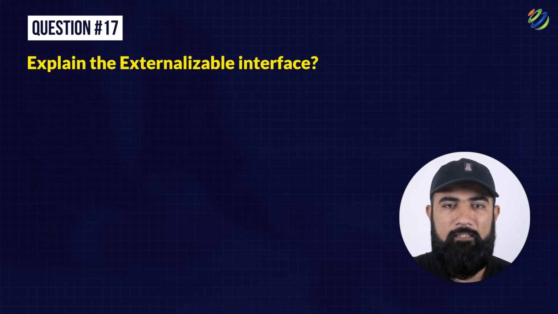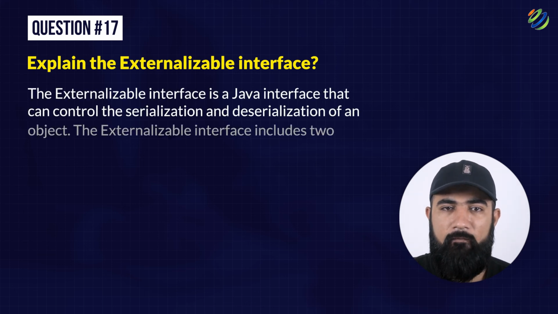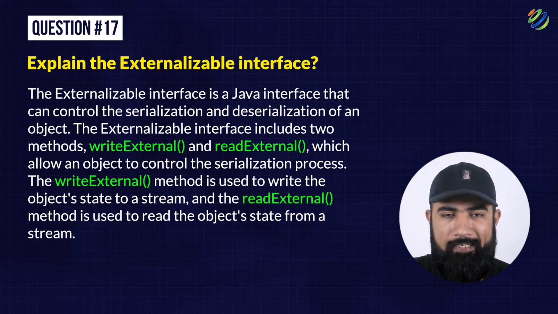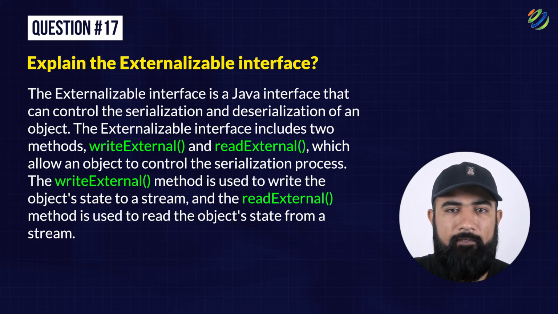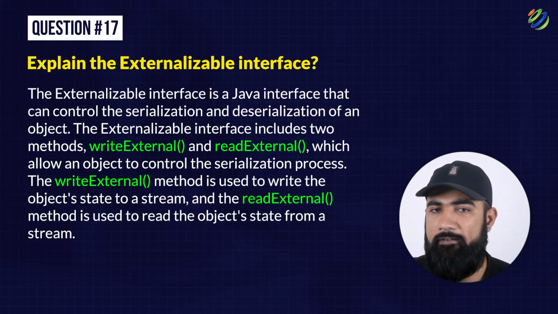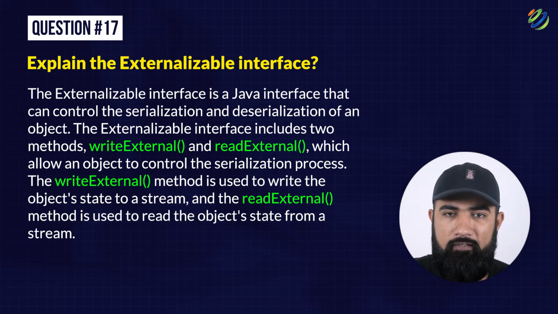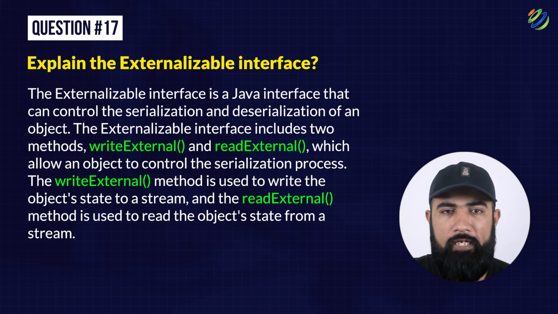Number 17. Explain the externalizable interface. The externalizable interface is a Java interface that can control the serialization and deserialization of an object. It includes two methods, writeExternal and readExternal, that allow an object to control the serialization process. The writeExternal method is used to write the object state to a stream, and the readExternal method is used to read the object state from a stream.